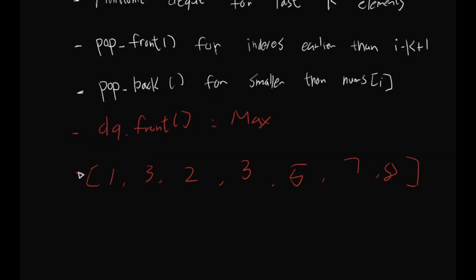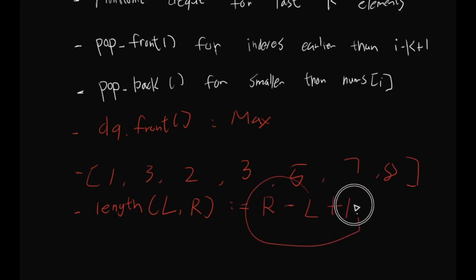So I'm going to write a small helper function called length(l, r), which will just return the length of this subarray that starts at l and ends at r. The formula for that is really easy. It is just the ending minus the first, and then plus 1. For example, if it is 0 and 0, then 0 minus 0 plus 1 will be 1, so it is correct.